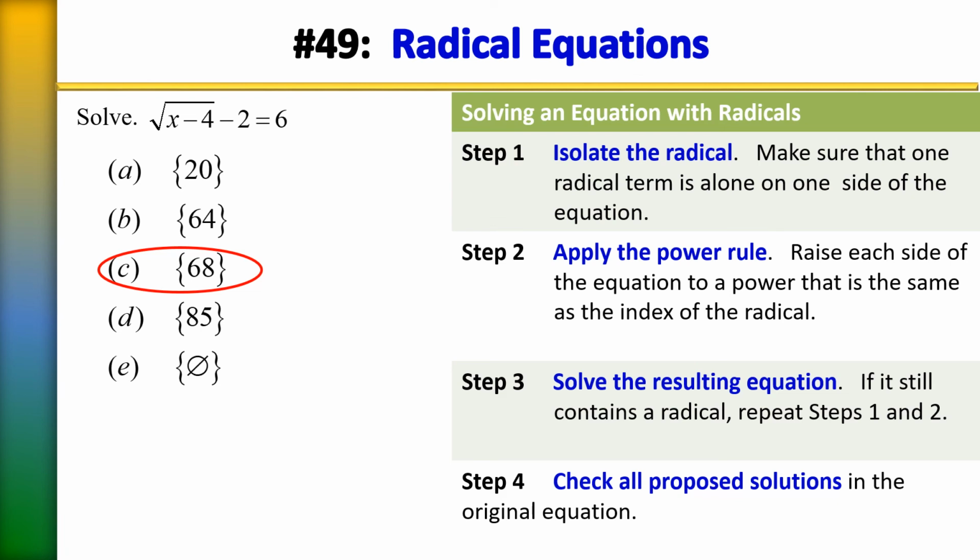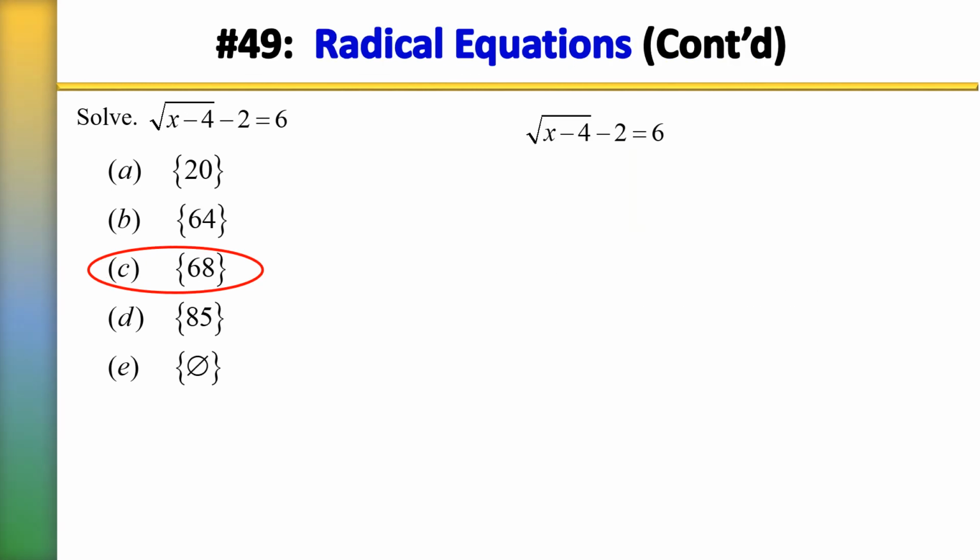Step 2, apply the power rule. Raise each side of the equation to the power that is the same as the index of the radical. In other words, whatever the root is, raise it to that power. Step 3, solve the equation. And then lastly, step 4, make sure that you check all proposed solutions. Okay, so now that we've reviewed the rules, let's go ahead and solve.